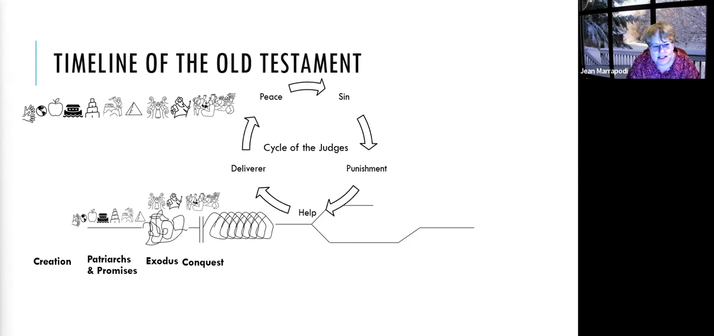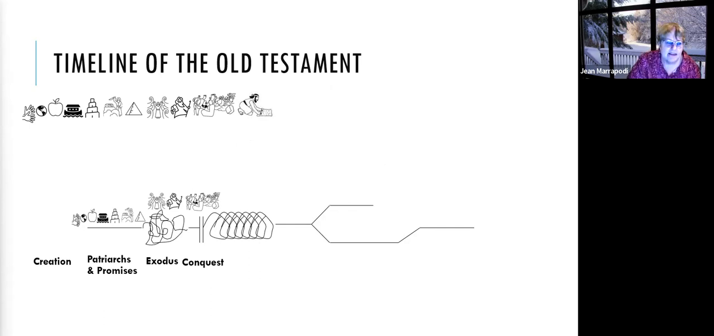This is the book of Judges. And it starts out there in a really peaceful setting, but then the people fall into sin. And God has to teach them a lesson because they're not getting it. So there's some punishment. And the people cry out, help, help God, help God. And he sends a deliverer. And those deliverers were the judges. And this cycle happens seven times over 400 years.